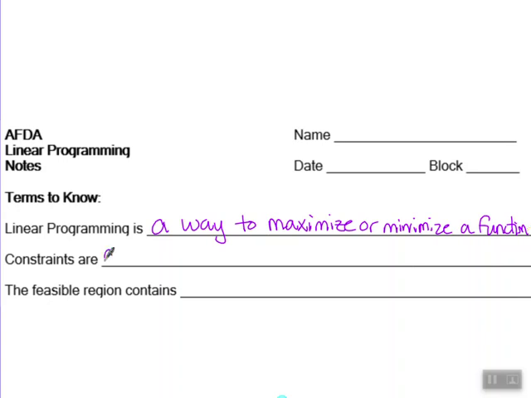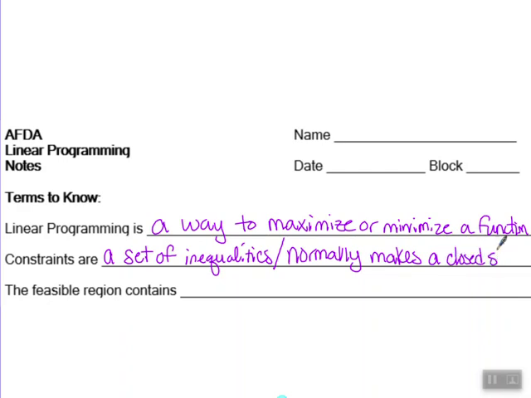Constraints are going to be a set of inequalities and it normally makes a shape. If I throw some geometry at you, it's going to make a closed polygon because it's going to close things out and you're going to see how to maximize that or minimize it. And a feasible region is the region where all answers or solutions are possible.